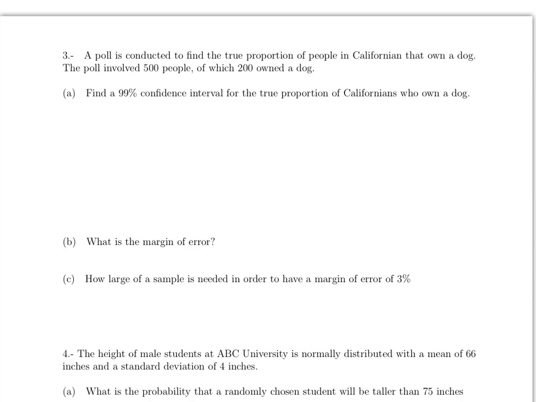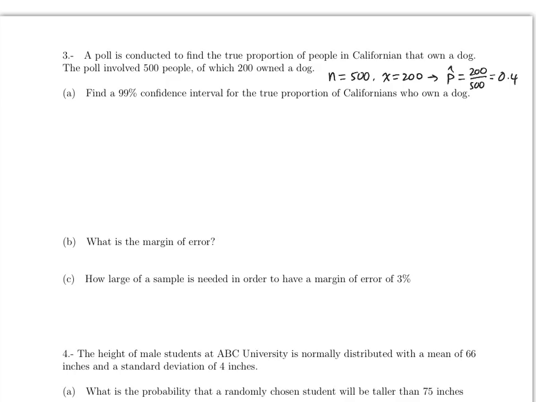Question number 3, a poll is conducted to find the true proportion of people in California that own a dog. Here we have that n is 500, x is 200. So from here we know that p hat is 200 over 500, which happens to be 0.4.